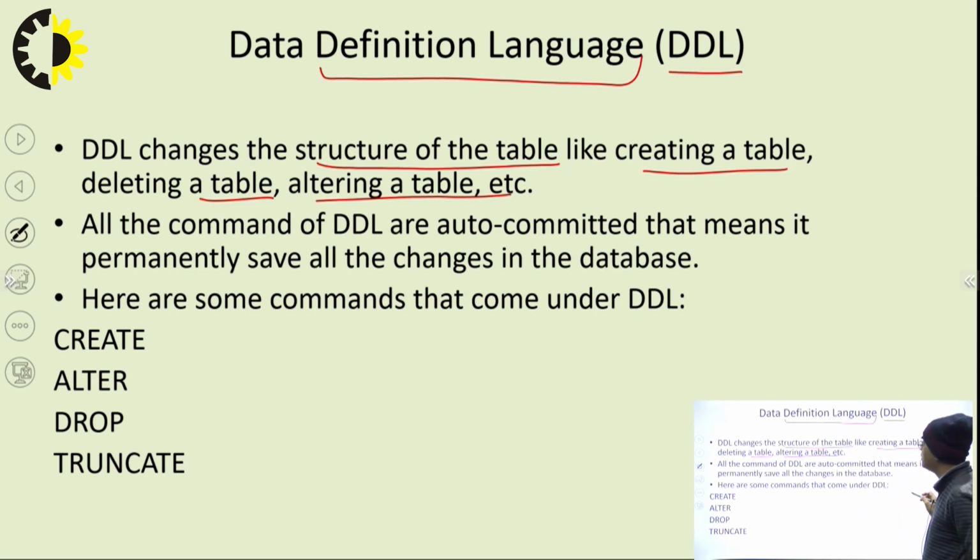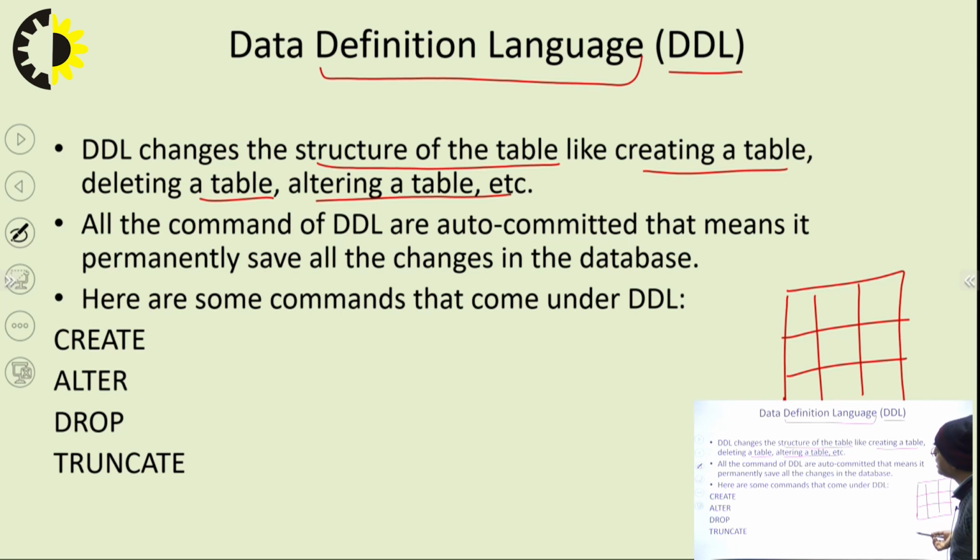Let's suppose we have a table and we want to change the structure of the table. There are 5 types of commands, so which command are we going to use? Definitely if we are going to change the structure of the table, then we have to use data definition language commands. DDL changes the structure of the table. How? We either create a table, delete a table, or alter the table.